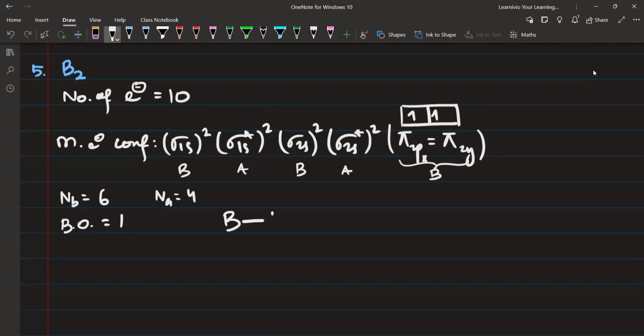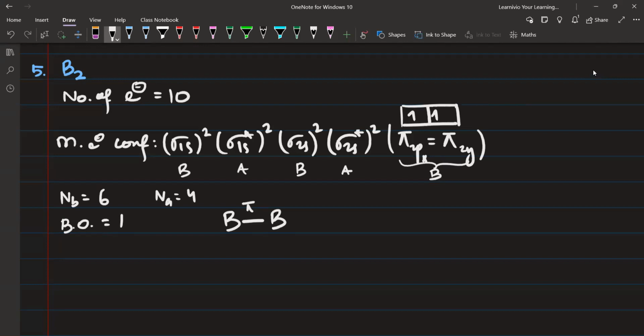Boron is bonded with boron, and this bond is a pi bond, not a sigma, according to molecular orbital theory. Obviously, according to valence bond theory, it is going to be a sigma bond, because first head-on overlapping takes place, and then lateral overlapping takes place. But according to molecular orbital theory, the electrons of this particular bond lie in the pi molecular orbital, so it is going to be a pi bond.